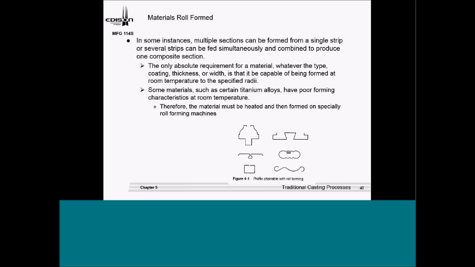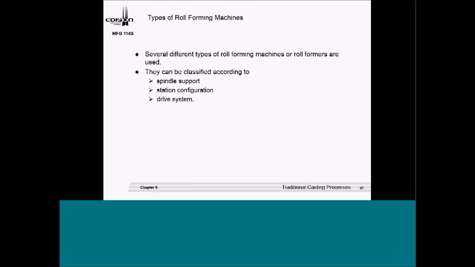When I talked a little bit about Jackson Tube, when they form this, they actually have a welder that will weld the seam. So it's pretty interesting that they get to see that also. Several types of rolling machines. Roll formers, and again, you have the spindle support, you have a station configuration, and then we talk a little bit about the drive systems.